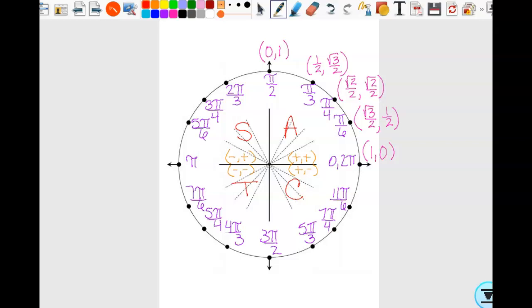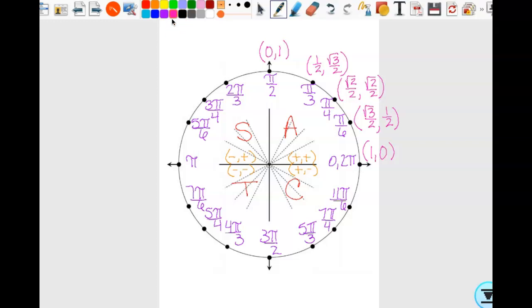Here's a little mnemonic for that. All students take calculus. Go around the quadrants. All students take calculus. That's your little mnemonic there for that, okay? So that means that when I go to fill in, let's fill in 7 pi 6, okay?